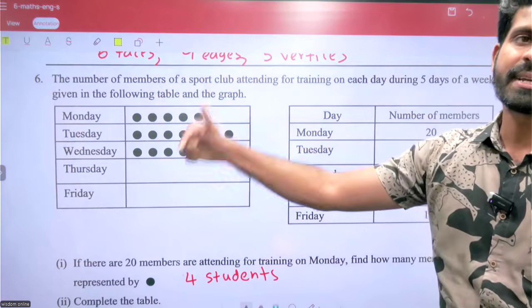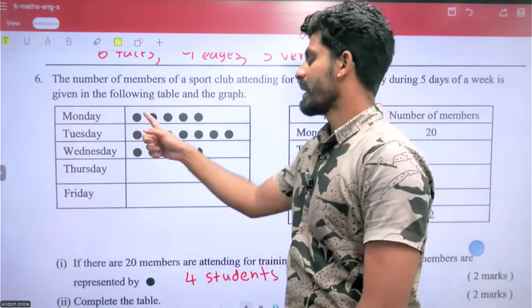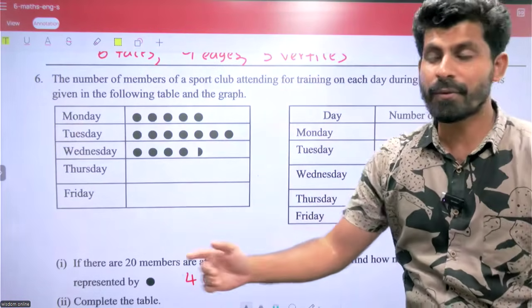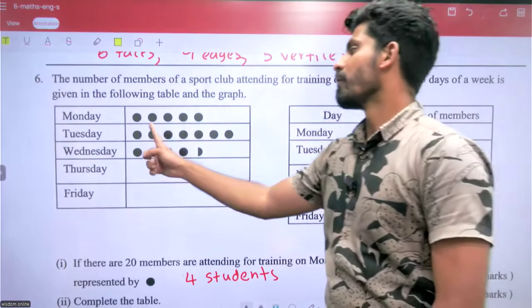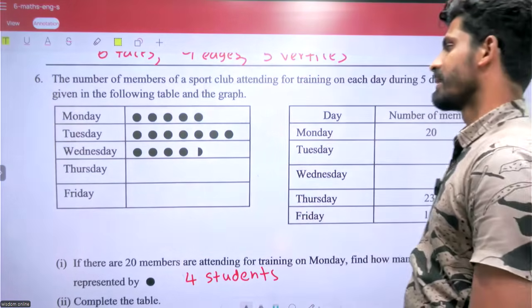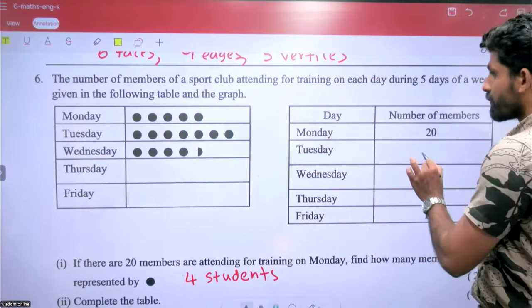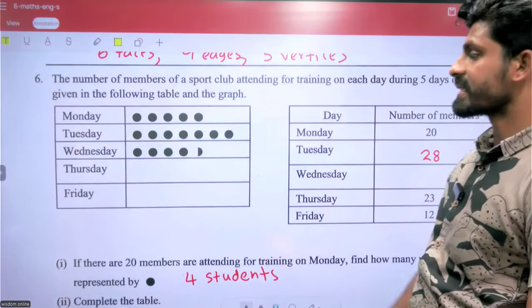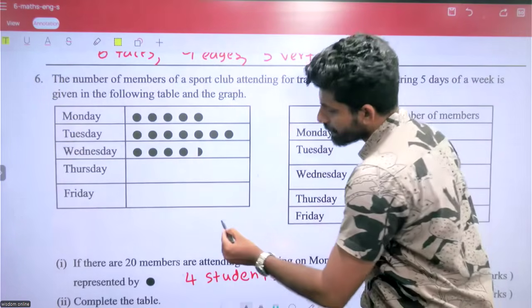Now we can complete the table. 1, 2, 3, 4, 5. That means 5 multiplied by 4, 20. 1, 2, 3, 4, 5, 6, 7. 7 multiplied by 4, 28. Wednesday, look at this.